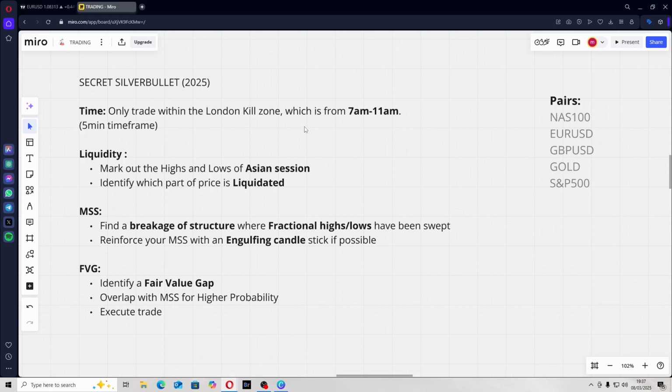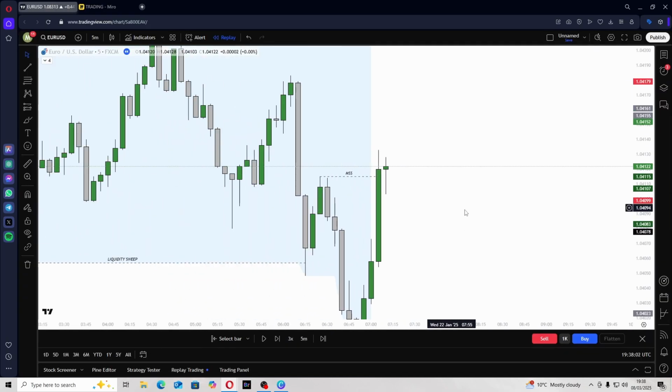We need to just identify the fair value gap, and then we can overlap this with the market structure shift for a high probability, and then we can execute the trade, right? That's all we need to do from here on out.